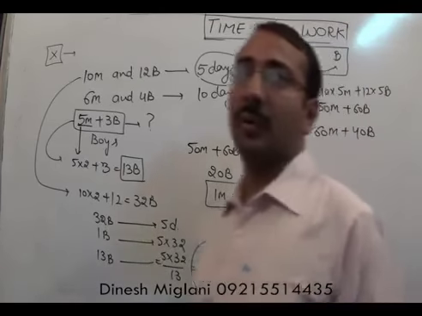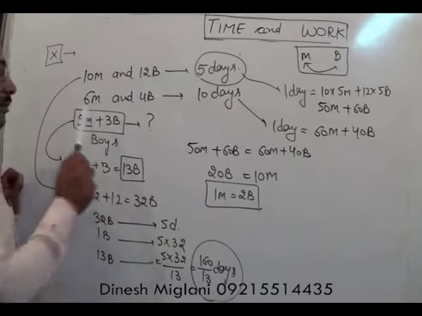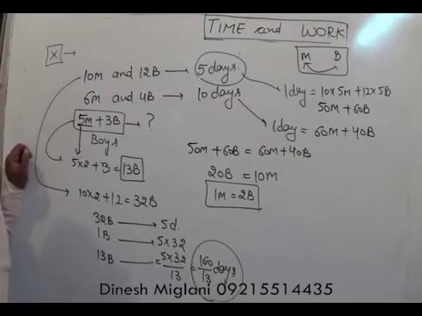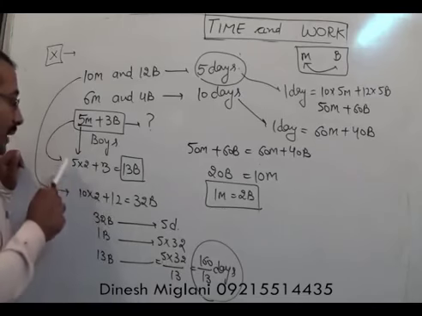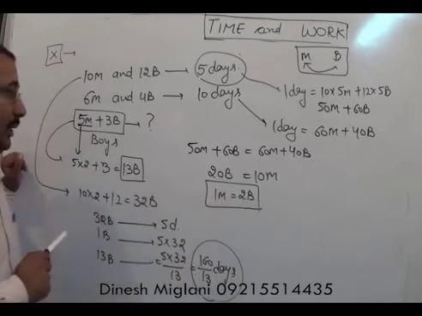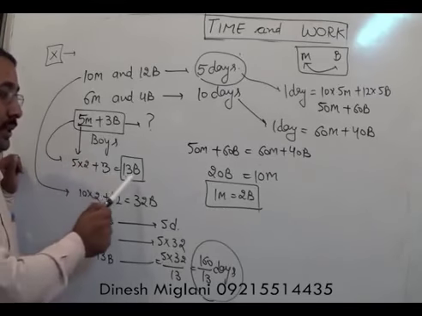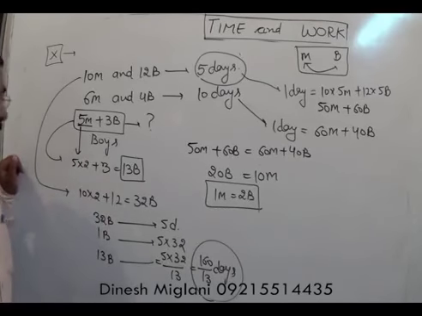After this, what do I have to answer? I have to answer how much time 5 men and 3 boys will take. I will convert this value into boys. 1 man equals 2 boys, so 5 men equal 10 boys, plus 3 boys, 10 plus 3, this is equal to 13.